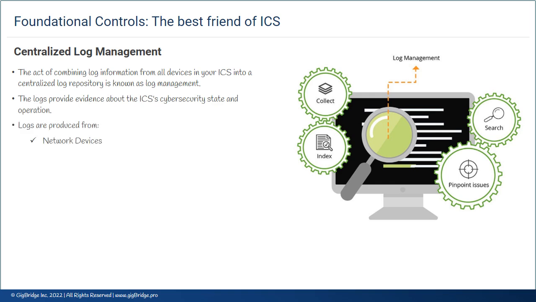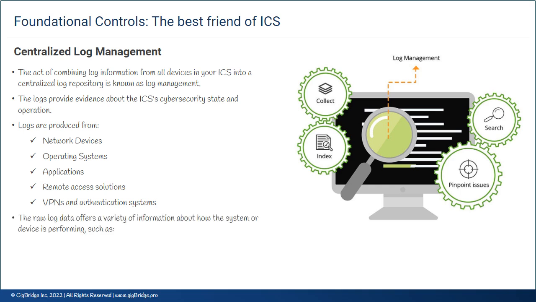Network equipment, switches, routers, firewalls, and so on, operating systems like Windows and Linux, applications like SCADA and HMI, and controllers and DCS all output logs. Log information is also provided by remote access solutions, VPNs, and authentication systems such as Active Directory. This raw log data offers a variety of information about how the system or device is performing, such as indicating a power supply failure or flagging cybersecurity events like failed login attempts. It's crucial not to dismiss this information, since it can serve as a type of predictive maintenance, highlighting potential downtime and unnecessary labor.